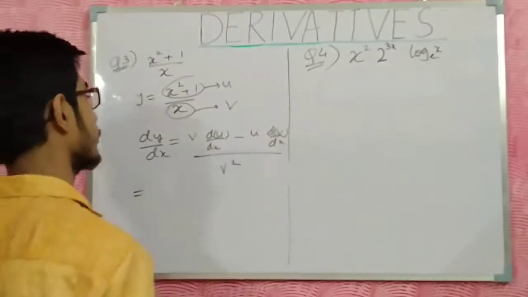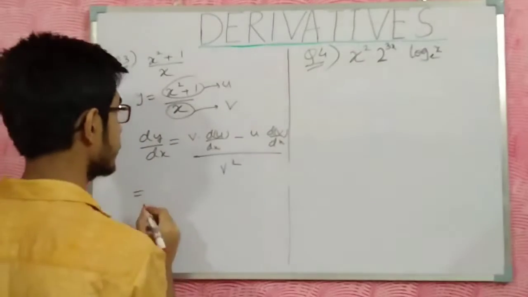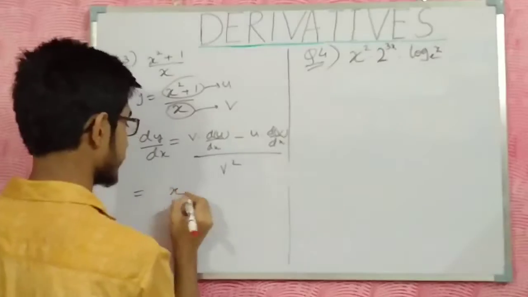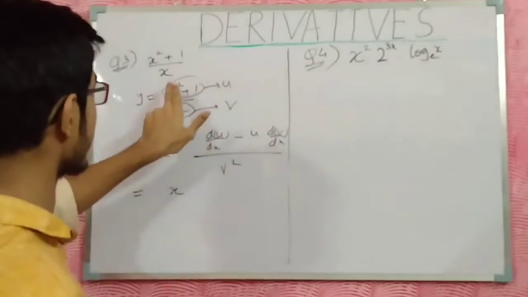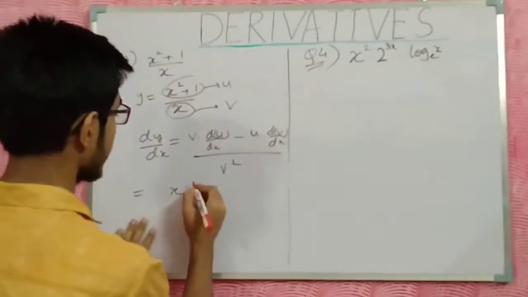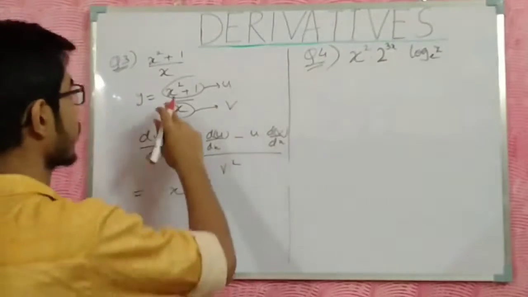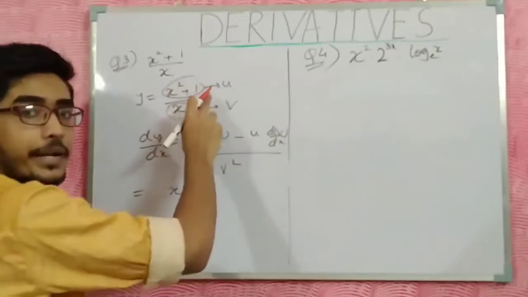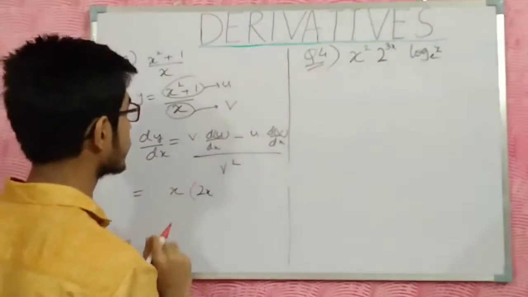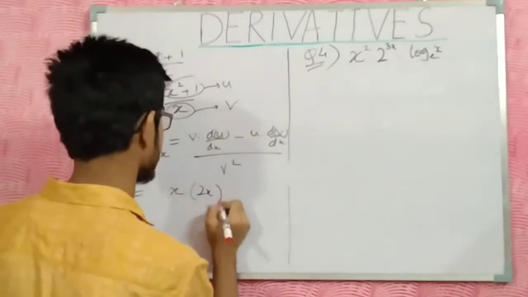So now let me put this one, so v will be x, and then du by dx. What will be the differentiation of this? The differentiation of x square is 2x, as it will be x to the power n. So 2 will be outside and it will be 2 minus 1, that is 1. So it will be 2x, and the constant is 0, so it will be 2x only.